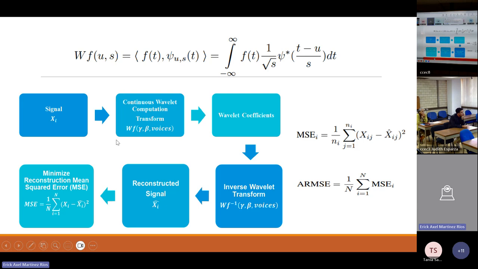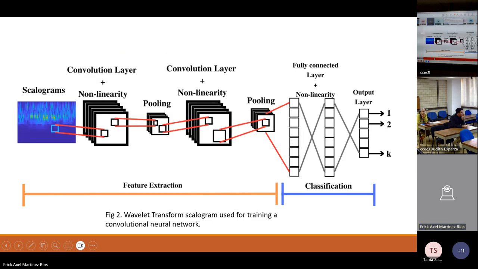And we expected that the original signal and the reconstructed version, its error should be equal to 0. So what we basically did was to change the parameters of the wavelet transform, compute the square error, and to determine the optimal one, we check the average of all the errors of all the data sets. By doing this, we obtain a scalogram of the signal that we want to analyze, and we train a convolutional neural network. In particular, we were using transfer learning for this purpose.